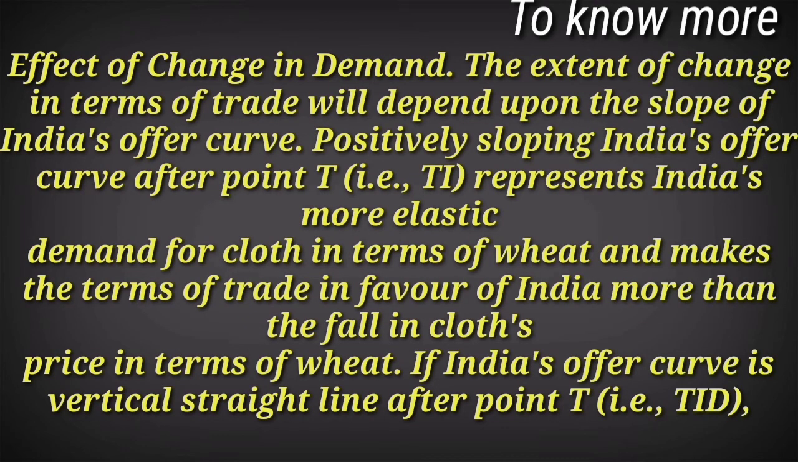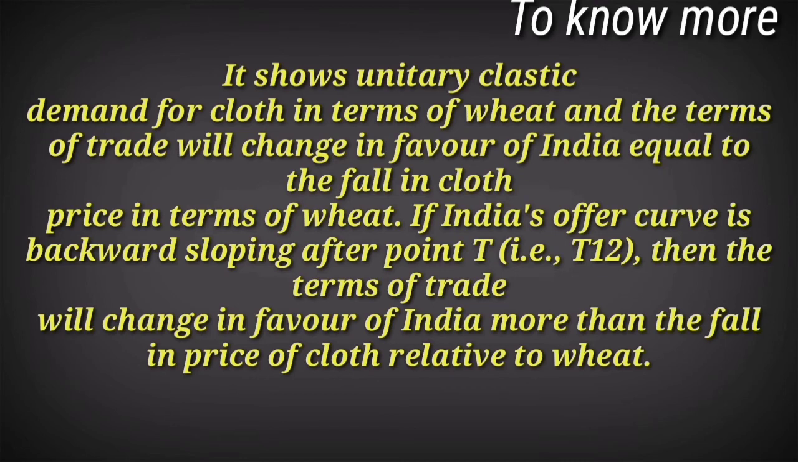Effect of change in demand: the extent of change in terms of trade will depend upon the slope of India's offer curve. A positively sloping India's offer curve after the point T represents India's more elastic demand for cloth in terms of wheat and makes the terms of trade change in favor of India by more than the fall in cloth's price in terms of wheat. If India's offer curve is a vertical straight line after the point T, it shows unitary elastic demand for cloth in terms of wheat, and the terms of trade will change in favor of India equal to the fall in the price of cloth in terms of wheat. If India's offer curve is backward sloping after the point T, then the terms of trade will change in favor of India by more than the fall in the price of cloth relative to wheat.